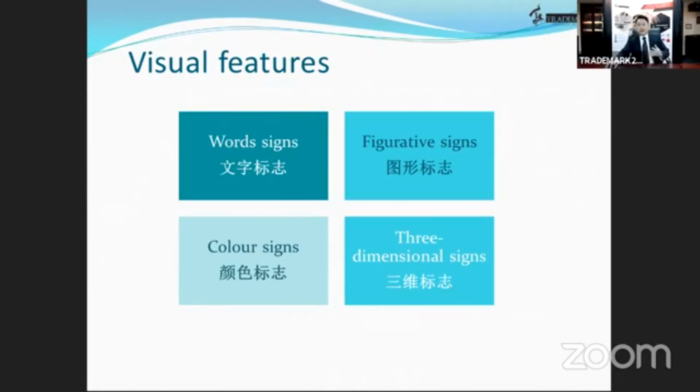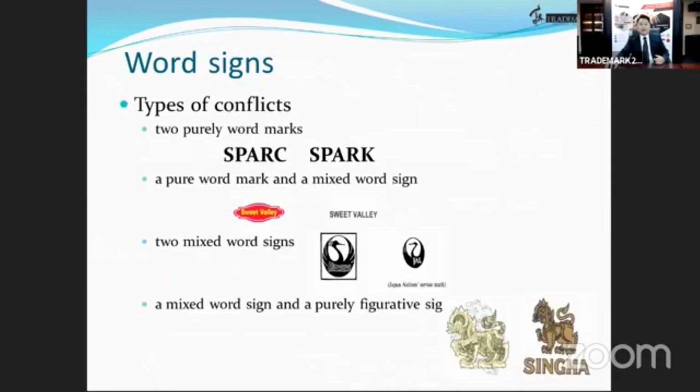You look at the word sign, figurative, three-dimensional, color signs. Now, I give you some examples of the conflict of marks, just to give you an idea so that next time when you try to register a trademark, remember, you don't try to be funny and say, oh, it looks like me, doesn't look like me. Don't do that. Because anything that looks like you or sounds like you will be you. Let me give you an example.